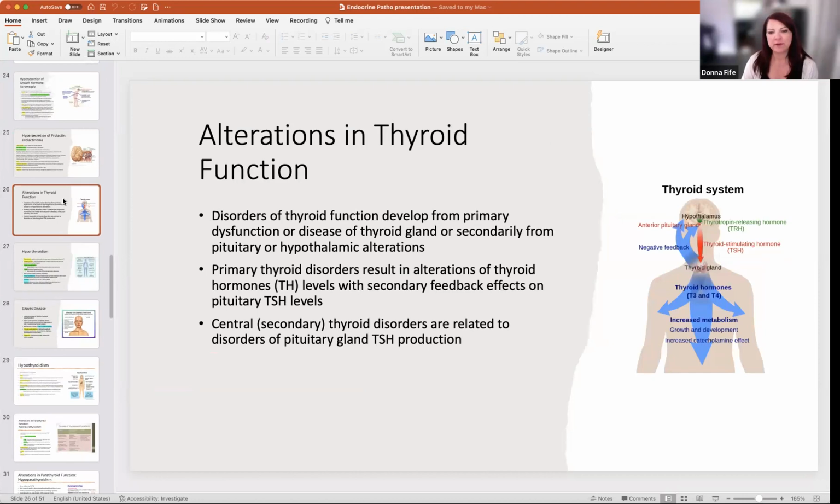Alterations in thyroid function. Disorders of thyroid function may develop from primary dysfunction or disease of the thyroid gland, or secondarily from pituitary or hypothalamic alterations. Primary thyroid disorders result in alterations of thyroid hormones, TH levels, with secondary feedback effects on the pituitary TSH levels. Central or secondary thyroid disorders are related to disorders of the pituitary gland TSH production.